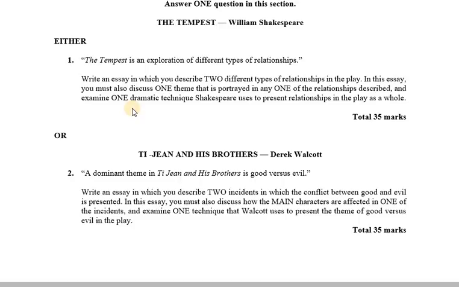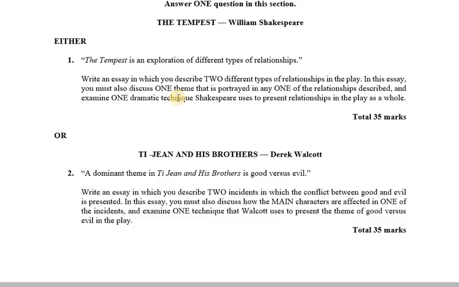and examine one dramatic technique Shakespeare uses to present relationships in the play as a whole. I want you to note that within that one apparent question, there are three different aspects that you need to answer. And so we need to look at how we approach the questions as they're set on the paper. Describe two different types of relationship in the play. That's one question. Then in this essay, discuss one theme that is portrayed in any one of the relationships described. That's another question. And then finally, examine one dramatic technique Shakespeare uses.